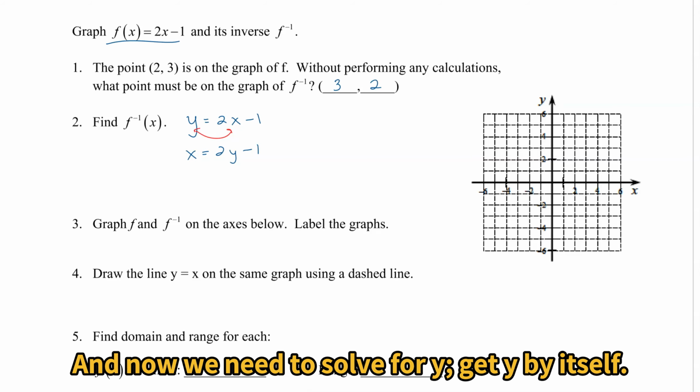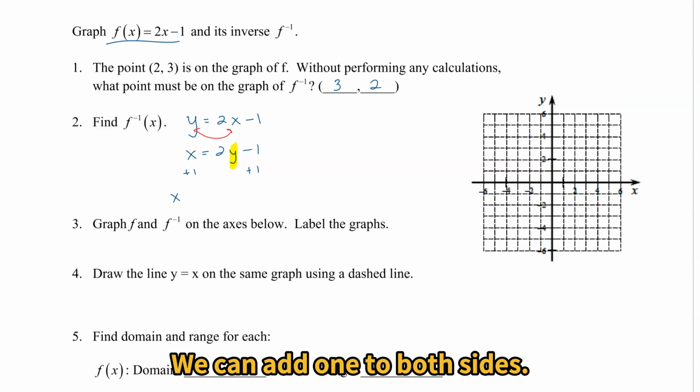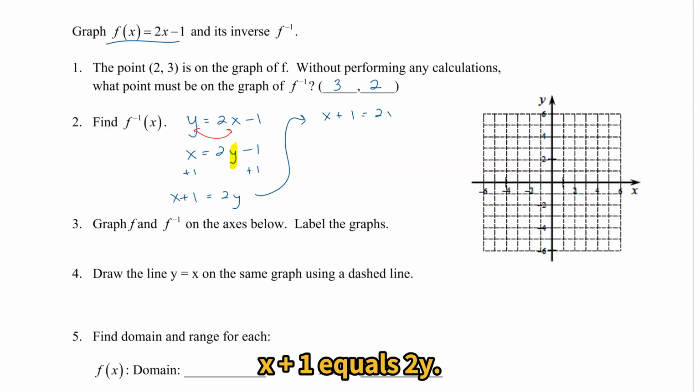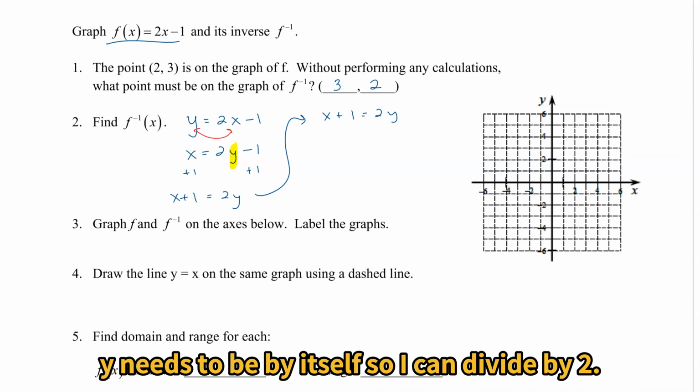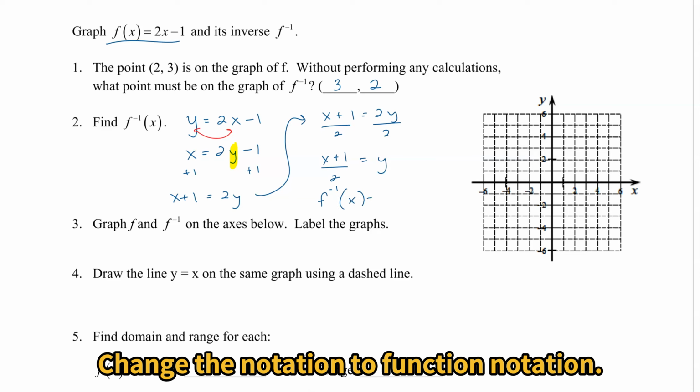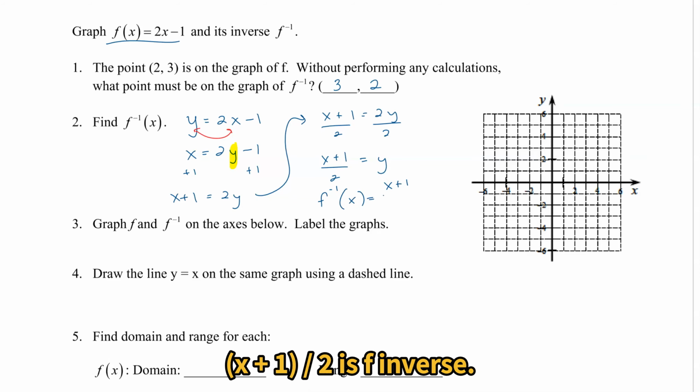Switch the x and the y so that we have x equals 2y minus 1. Now we need to solve for y, get y by itself. We can add 1 to both sides. I'm going to come up here for some more room. X plus 1 equals 2y. Y needs to be by itself, so I can divide by 2. X plus 1 divided by 2 is y. Change that notation to function notation: x plus 1 over 2 is f inverse.